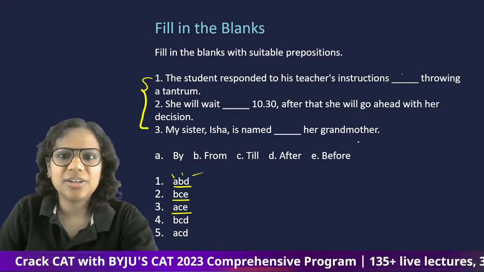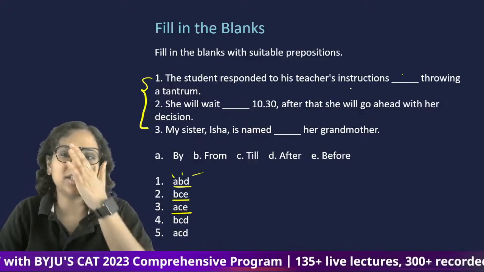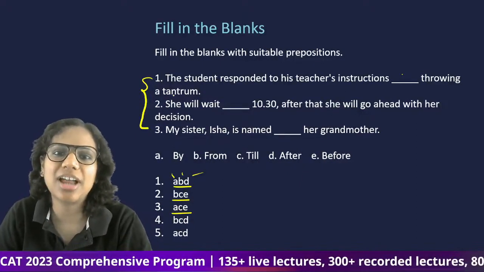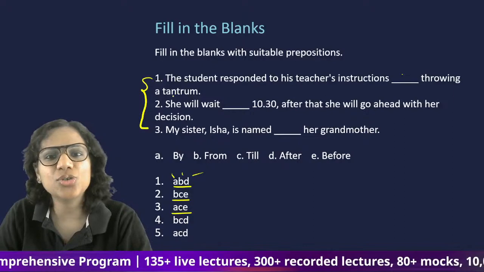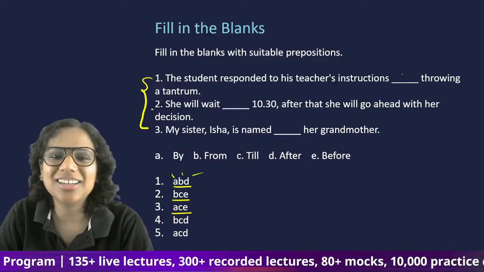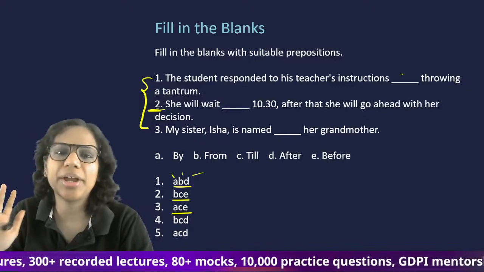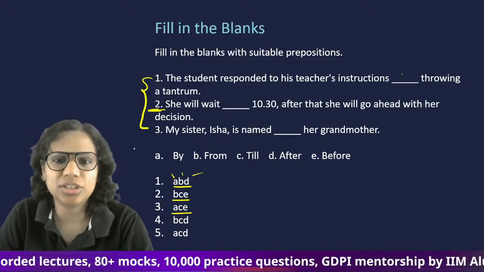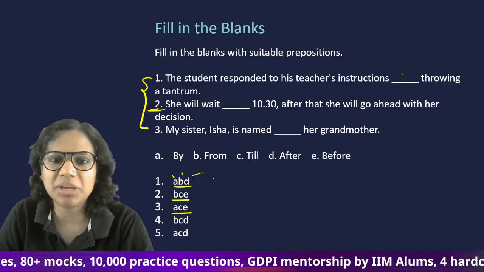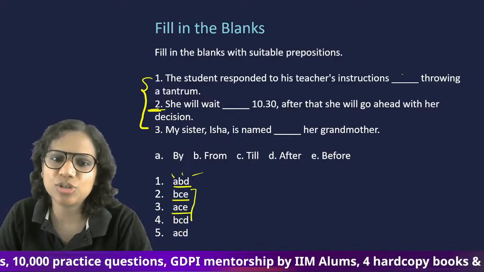So, the student responded to his teacher's instructions dash throwing a tantrum. All right. So let's start with the easiest one. I think the easiest one is this. She will wait dash 10:30. After that, she'll go ahead with her decision. So she'll wait till 10:30, right? Because others don't make sense. But then again, the examiner is also pretty clever.